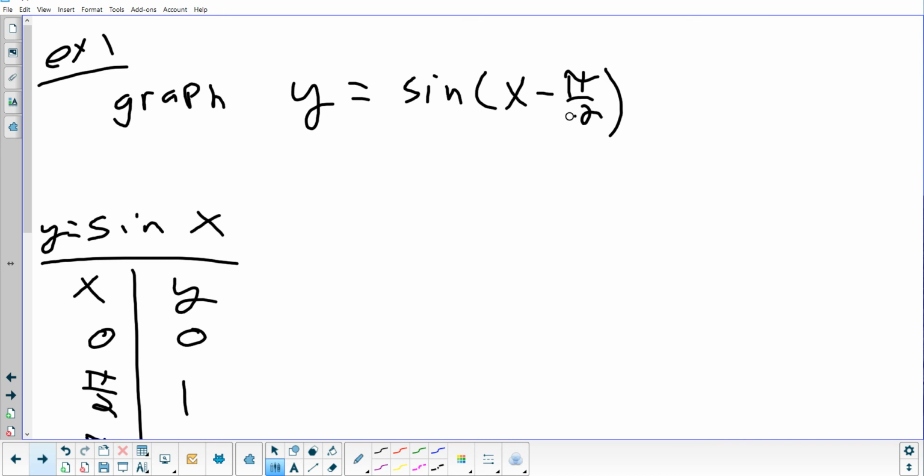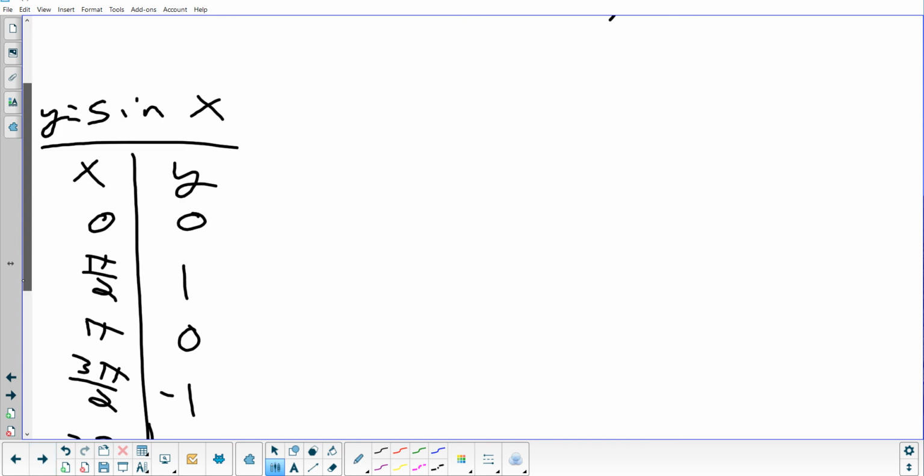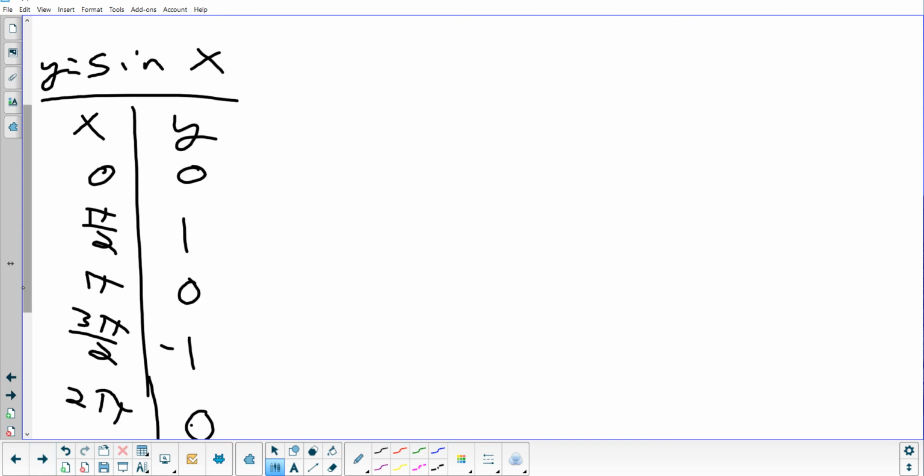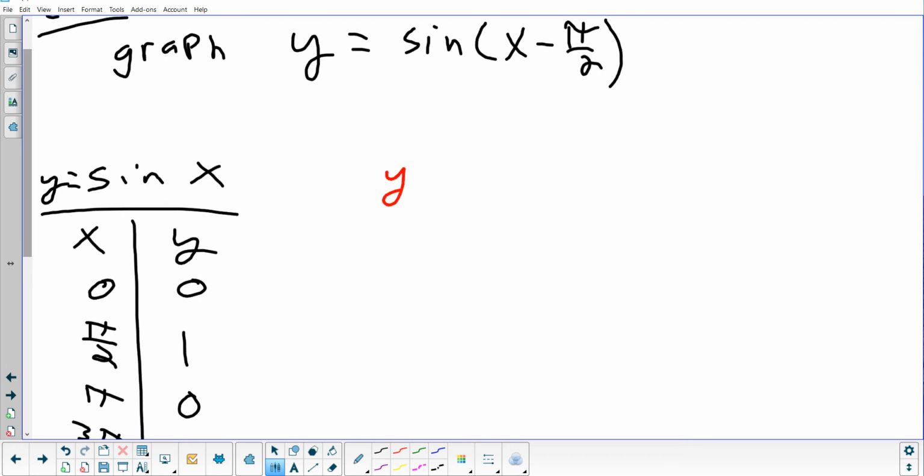Can somebody tell me why this is a phase shift? Two things you have to tell me. Yep, right. Well, the subtraction side is inside the parentheses. Yep, so there's 2 things. What are you doing? Subtracting. Where are you doing it? Inside. When you subtract inside, that's a phase shift. Okay, so what I did is I copied down the original table from the notes I already gave you, and next to it, I'm going to make the new table.